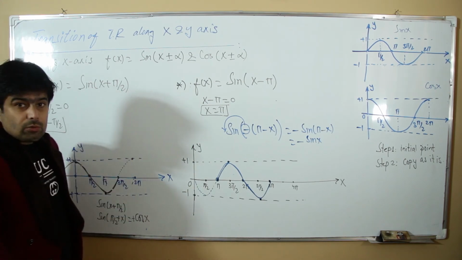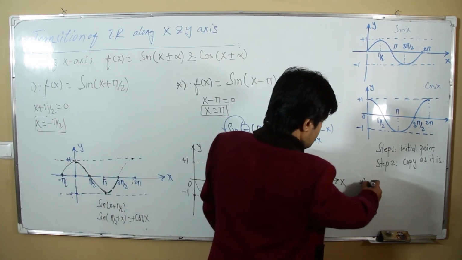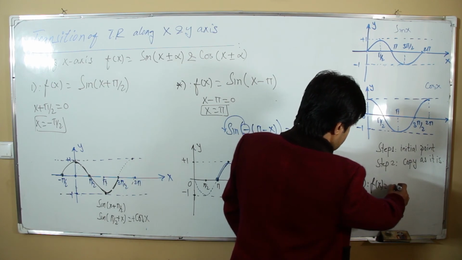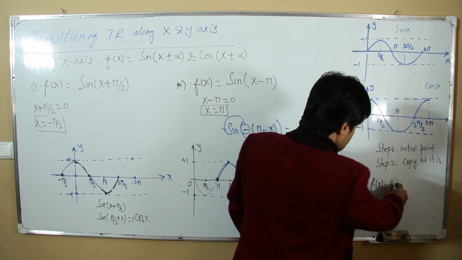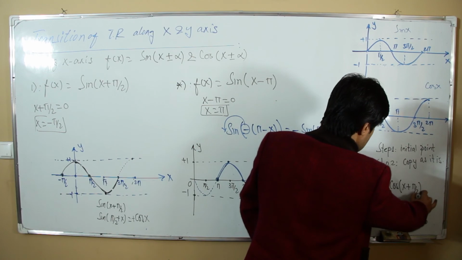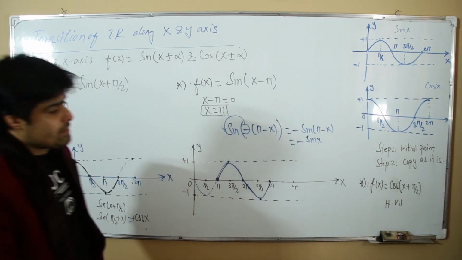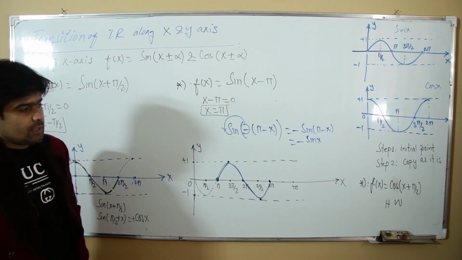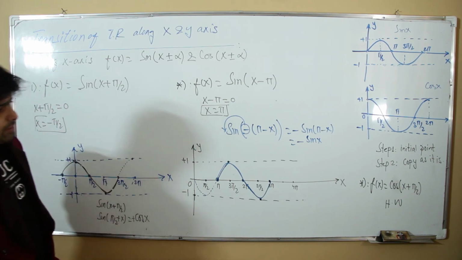Can you draw it for cosine? You have to do f(x) equals cosine of x plus pi by 2. This is your homework. Cosine of x plus pi by 2. You have a transition along the x-axis, and it will start from negative pi by 2. Write it, please.